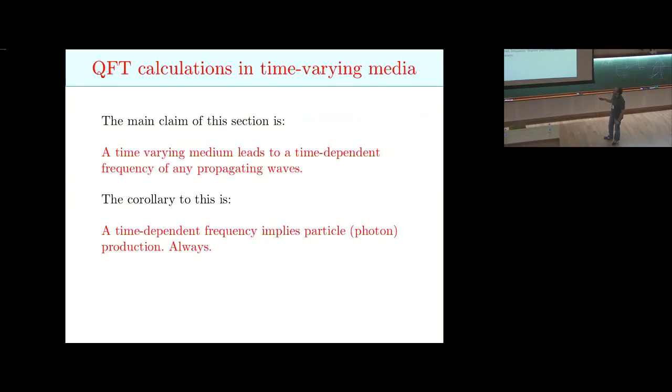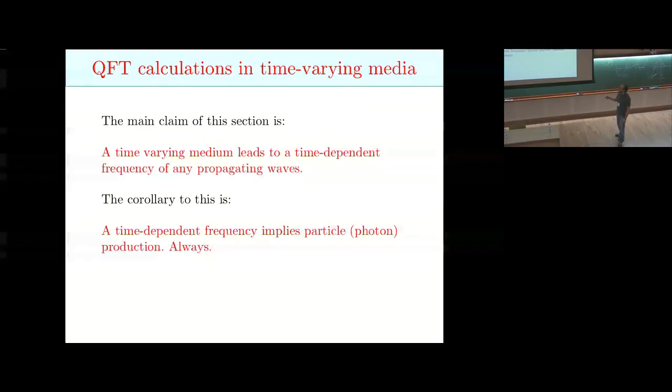So the first claim is that a time-varying medium leads to a time-dependent frequency of any propagating waves. If you want to focus on particles with mass rather than photons, then just put in the energy of your particles there, and the result is the same. The corollary is that a time-varying medium gives me a time-dependent frequency or time-dependent energy. The key point is that a time-dependent frequency or energy always has to imply particle, or in our case, photon production, period. You can forget everything I said before. You can forget everything I'll be saying in the next 2 days. Just remember this slide here, okay?